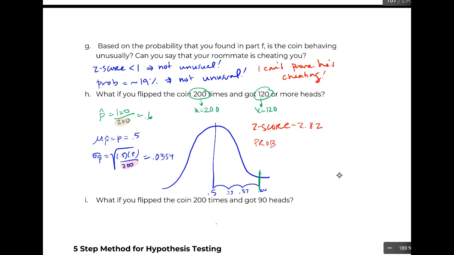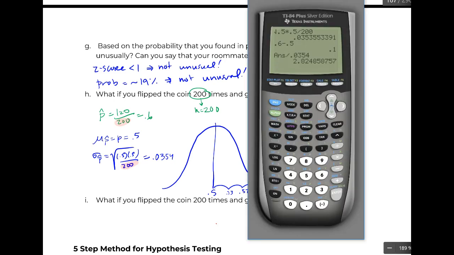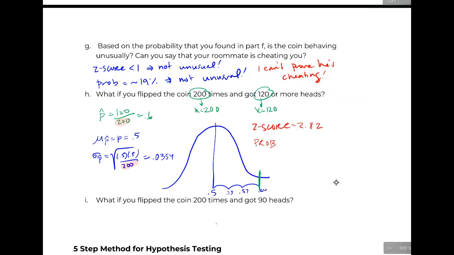And our probability, well, I could bring back our normal distribution thing because I don't want to have to type all this again. And change this to 0.0354. Probability is now 0.0024. So the probability of being out here is very, very low. So if this happened, now we can say it looks like something funky is going on.